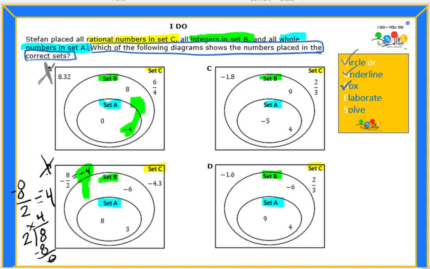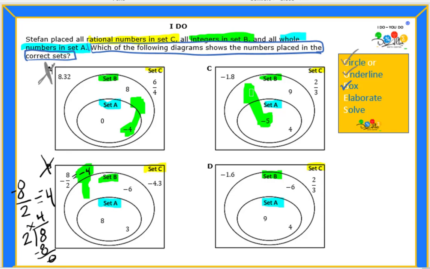Let's look at the whole numbers. -5. Right away, what do you notice about the -5? Exactly, negative. So negative does not belong in whole numbers. Remember, whole numbers are only positive numbers with no fractions or decimals, and 0. So we know that this one is wrong already. So where would we put -5? Yes, it would be integers. So this number should be over here.